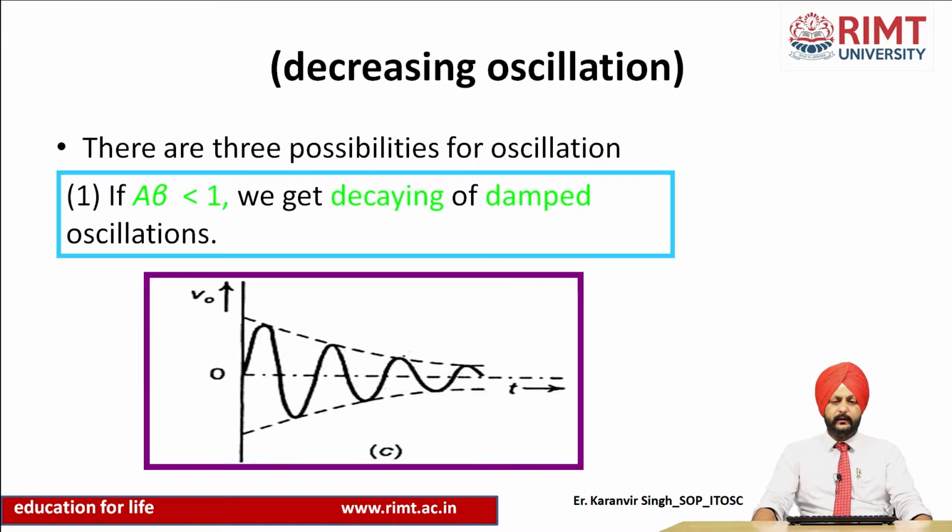So there are three possibilities for the occurrence of oscillations. The first we are going to discuss is when the loop gain, which is A beta, is less than 1. So we can see from the diagram that the oscillation is going to decrease. This is the first case, when A beta is less than 1.